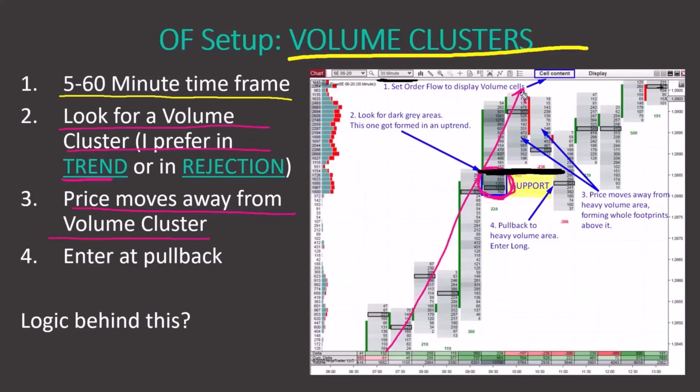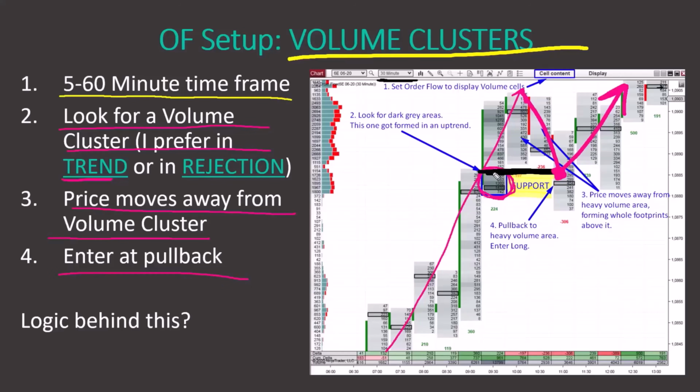You wait for the moment where the price touches that support, that line again, and then, because this was an uptrend, you trade long from there, right? So you enter at a pullback.